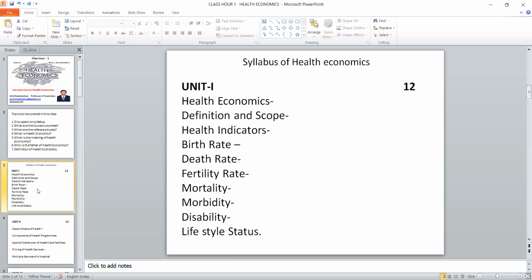One is birth rate. Second is death rate. Third is fertility rate. Based on these three, another three are derived. They are called mortality rate, morbidity rate, and disability rate. So these 6 are considered to be the indicators of health economics. Then finally, once we complete all these rates, we can project or frame what the lifestyle status will be in health economics. So these are the topics covered in Unit 1.